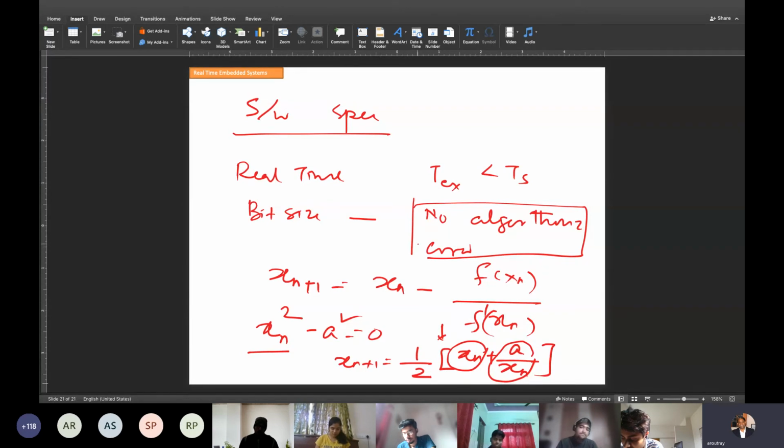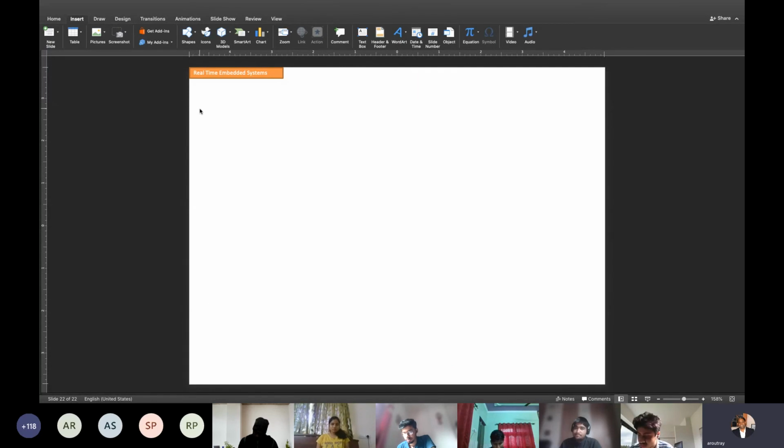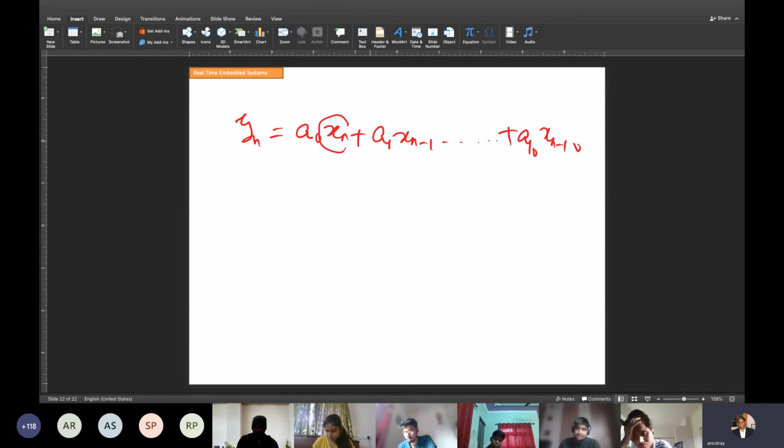In the case of an FIR filter, can you tell me what the constraints are? The most important constraint is overflow. Because you have a 10th order filter, your yn is equal to a0 x of n plus a1 x of n minus 1, then up to a10 x of n minus 10. These are all 8 bits. You have already chosen 8 bits.